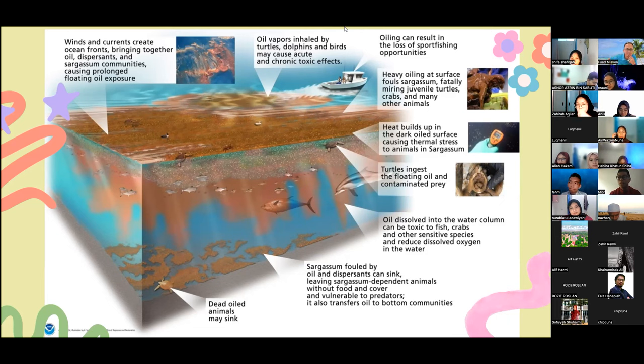Okay, next, sargassum fouled by oil can sink, leaving sargassum-dependent animals without food and cover and vulnerable to predators. It also transfers oil to bottom communities. And lastly, oiled animals go missing.